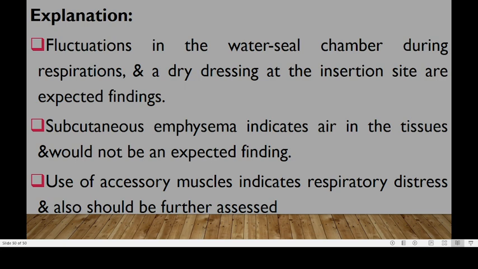Remember, fluctuation in the water seal during respiration and a dry dressing at the insertion site are the only expected findings. Subcutaneous emphysema will indicate air in the tissues and is not a normal finding. Use of accessory muscles indicates respiratory distress and should also be further assessed.